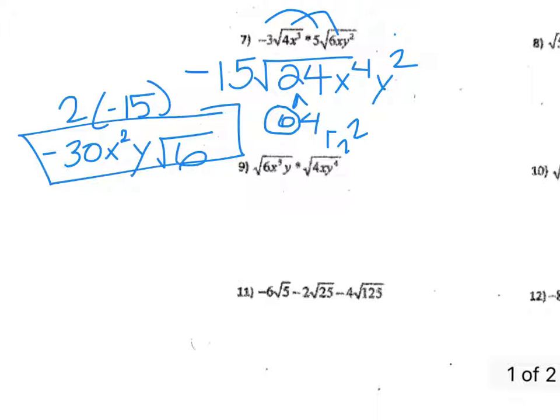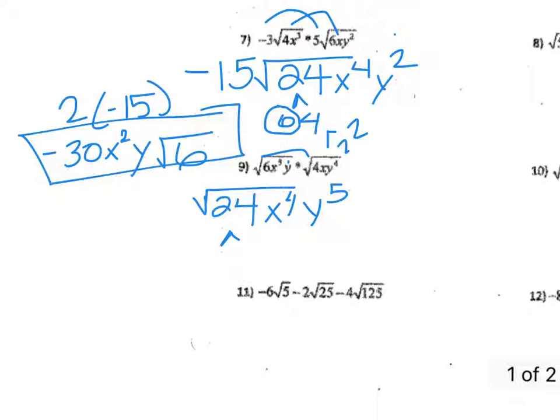Alright, number 11 is, oh, I'm sorry, I skipped number 9. Let's do number 9 first. Okay, so we have another multiplication problem where we're going to do 6 times 4, and nothing on the outside, so all of this is going to go inside of the radical. And x to the 3rd times x turns into x to the 4th, and I have y to the 1 and 4 there, so that makes y to the 5th.